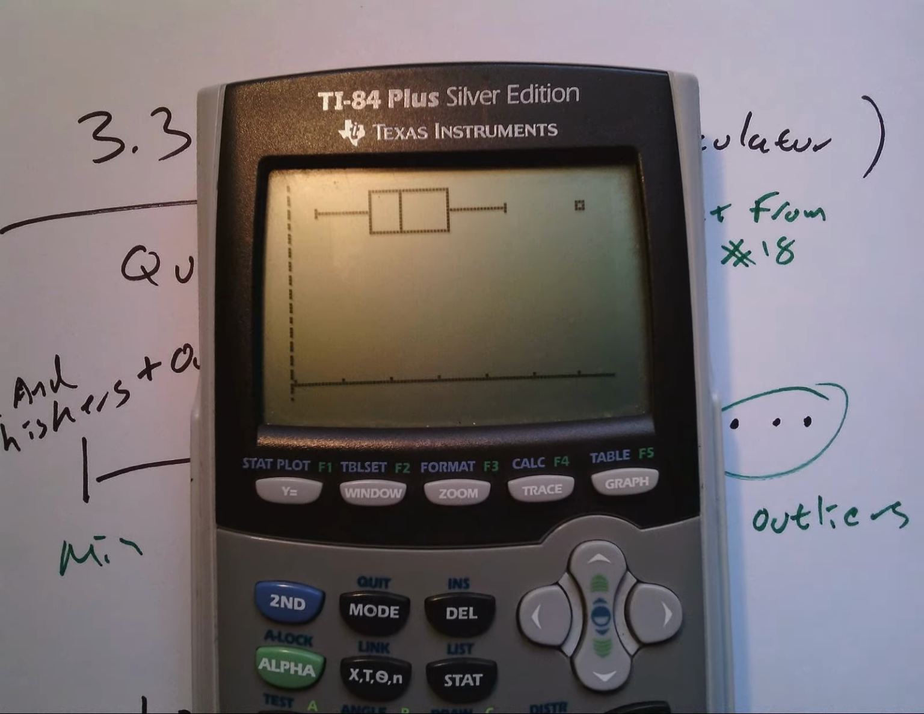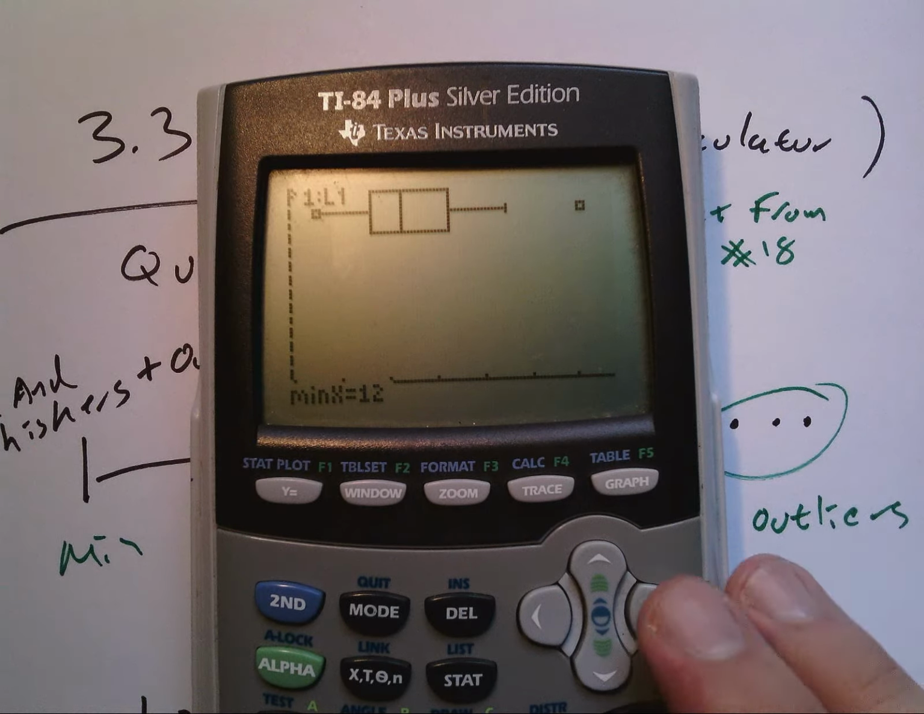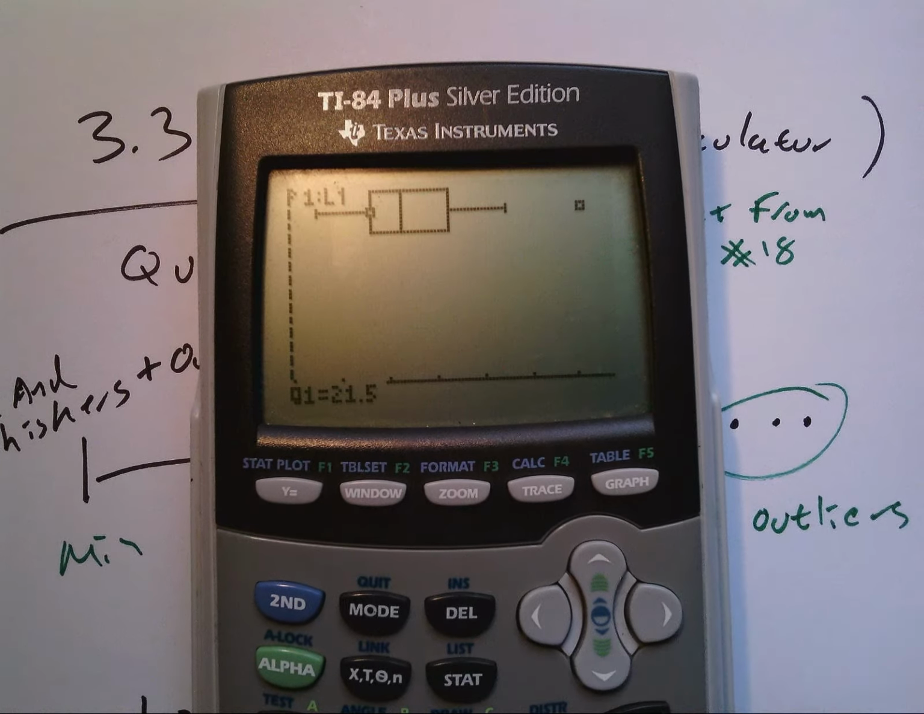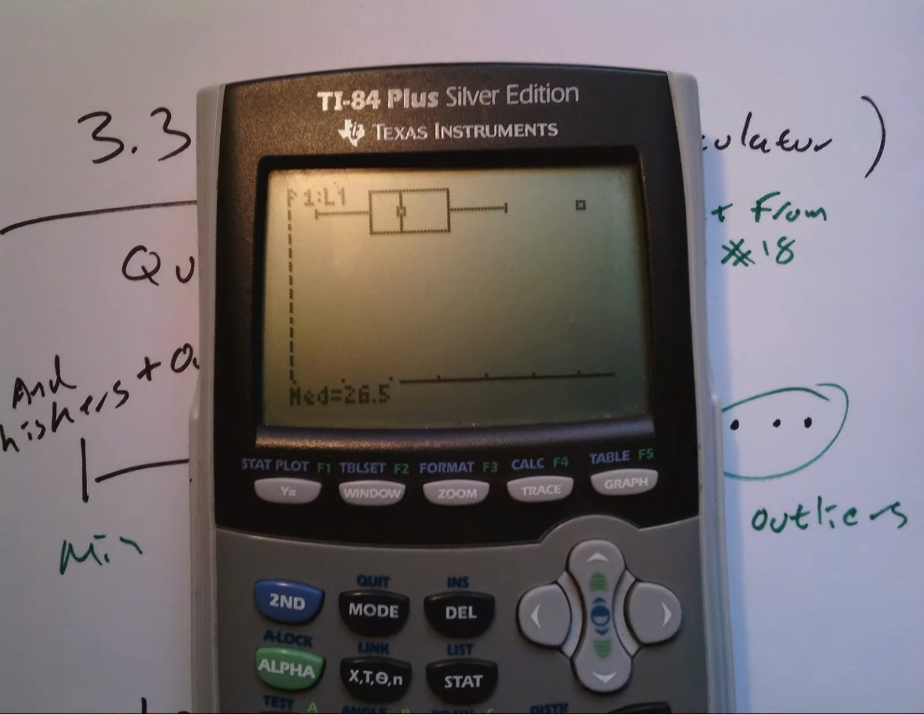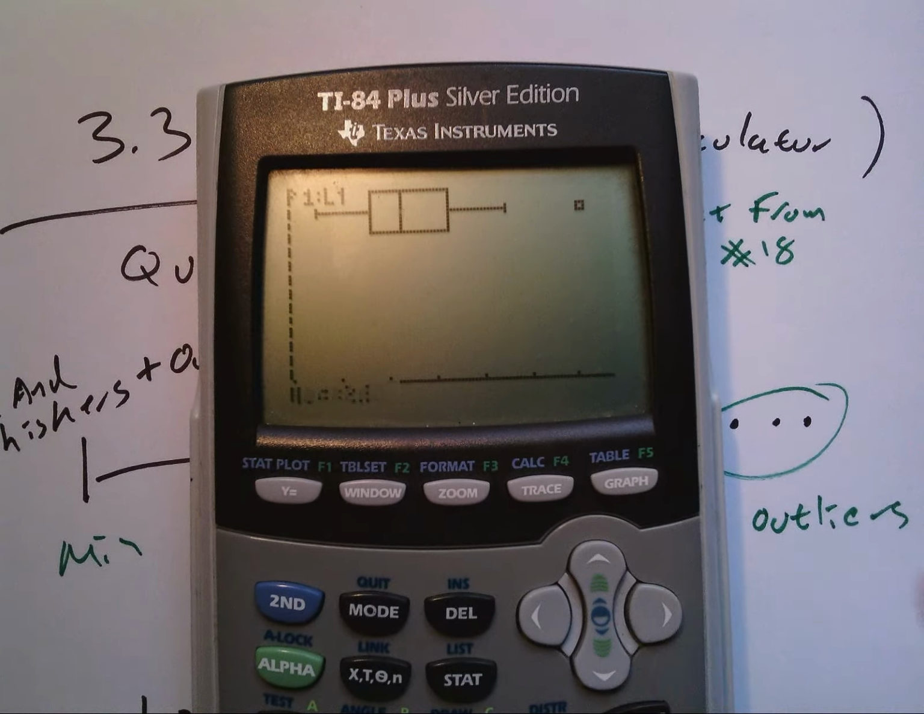Now, if I press trace, the values it gives me at the bottom of the calculator gives me the 5-number summary. My minimum is 12, my Q1 is 21.5, my median is 26.5, my Q3 is 34.5, the maximum allowable value in my data set is 44, and my outlier is 57.